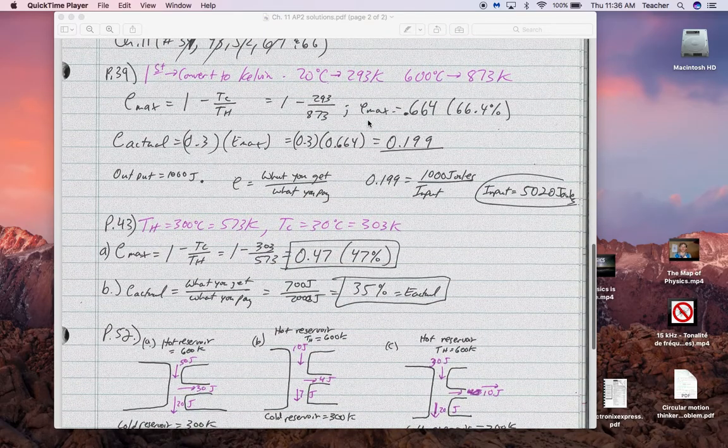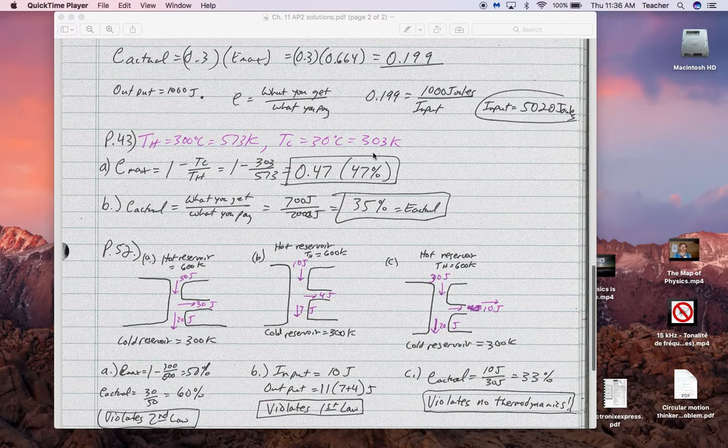39, the key thing is I had to convert to Kelvin first. So it gave me a hot and cold temperature, but to get my efficiency I had to convert that to 293 Kelvin and 873 Kelvin. The maximum possible efficiency was 66.4%, but it said that we got 30% of that, so that's 0.199 or 19.9%. So therefore, if I've got a 19.9% efficiency, and I ended up getting 1,000 joules out, I have to put a little over 5,000 joules in.